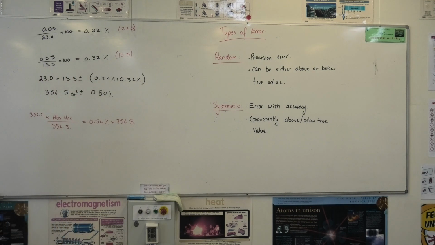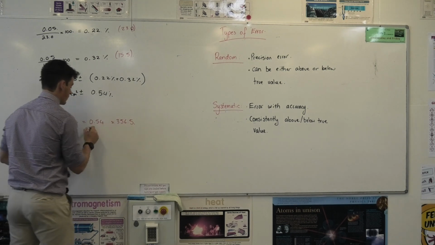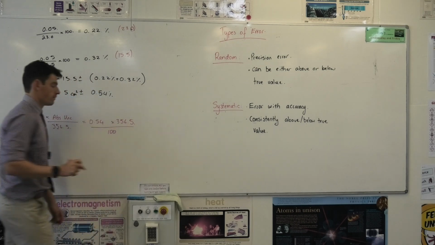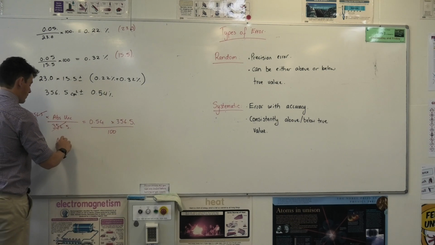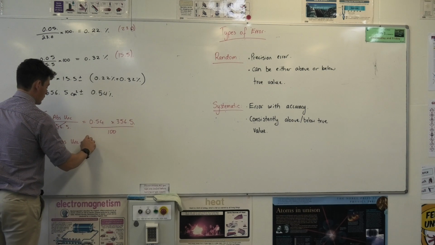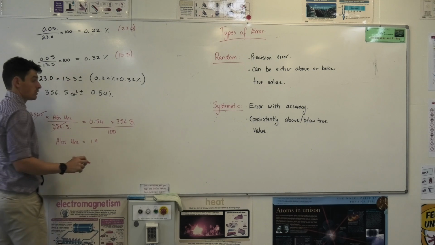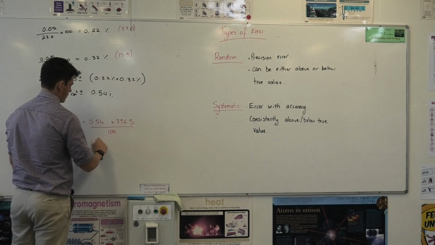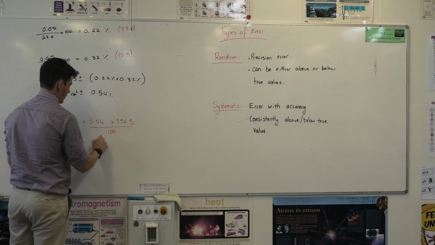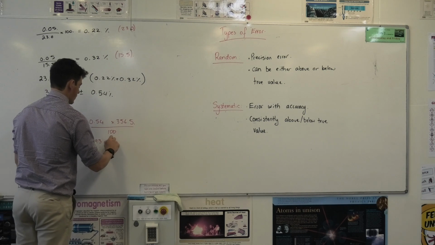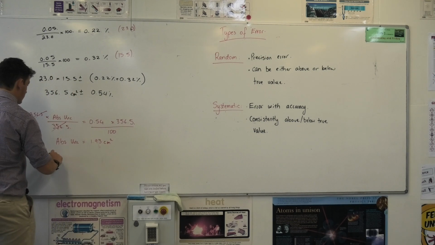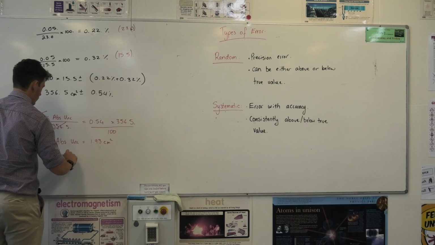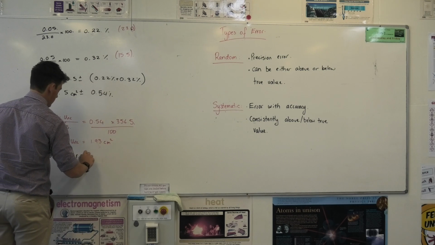We need to get that in percentage form. How do I get that in percentage form? Instead of representing that, that is 0.54 divided by 100. And I shove that into my calculator. And I get my absolute uncertainty equals 1.92, was it? 1.93. 1.93 centimetres squared. And then I shove that back into my final. So I get 356.5 plus or minus 1.93 centimetres squared.